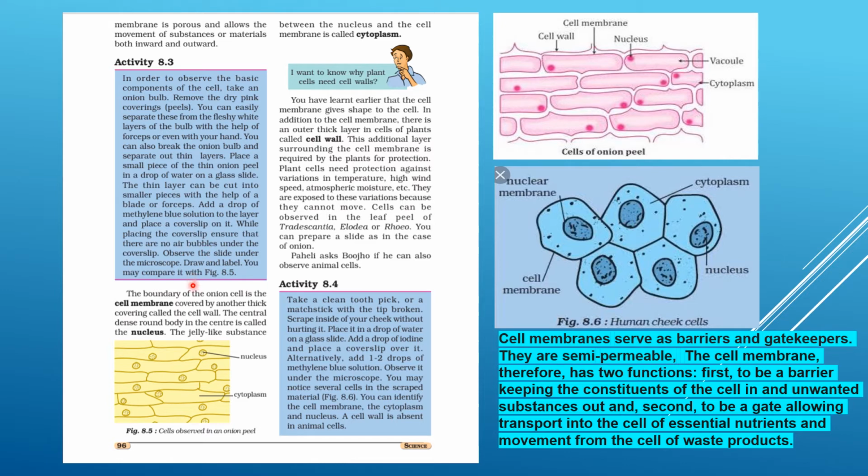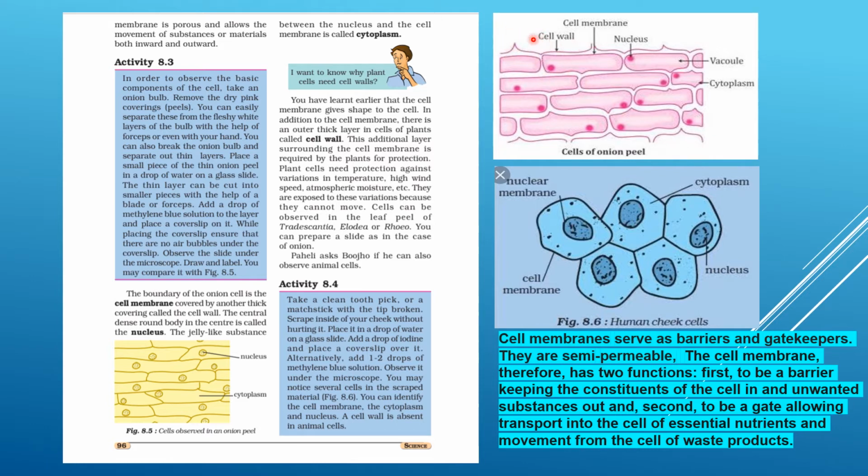So what do we observe after it? Just see the diagram given here. What we observe is that the boundary of an onion cell is a cell membrane covered by a thick covering called cell wall. Okay, just see the diagram here.